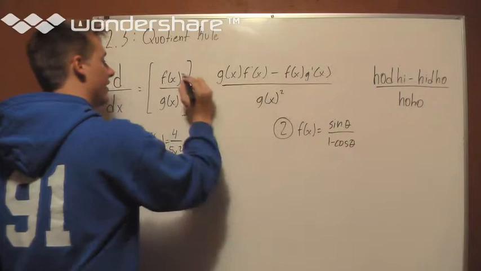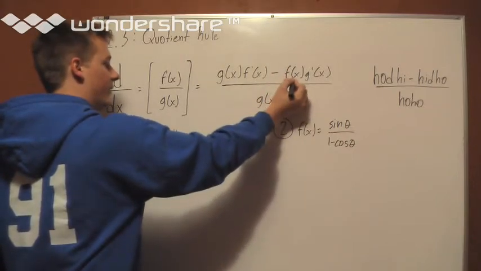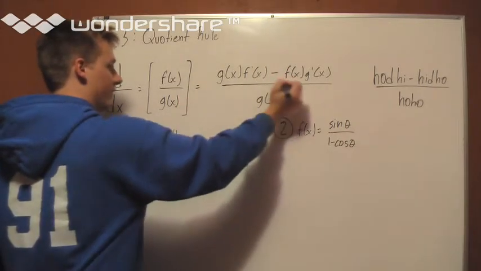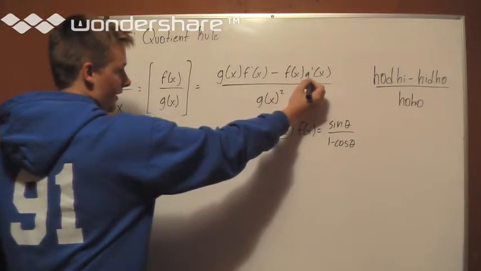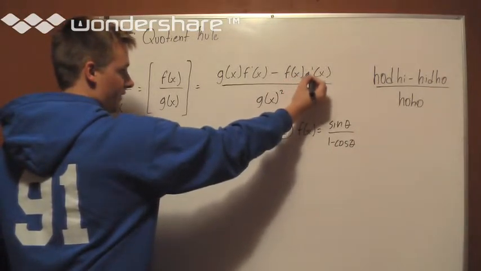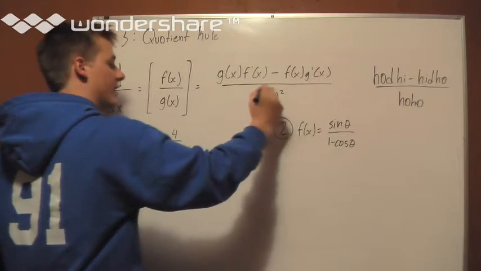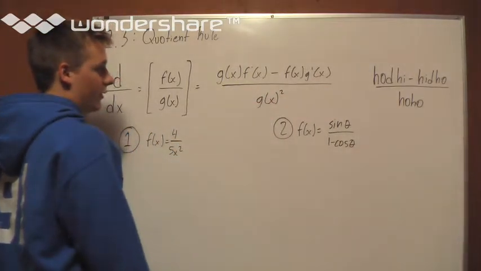And then we subtract. We take the top and we just put it over here and we leave it, and then we multiply it times the derivative of g of x, so we get minus f of x times the derivative of g of x. And then we take all of this and we put it over g of x squared.